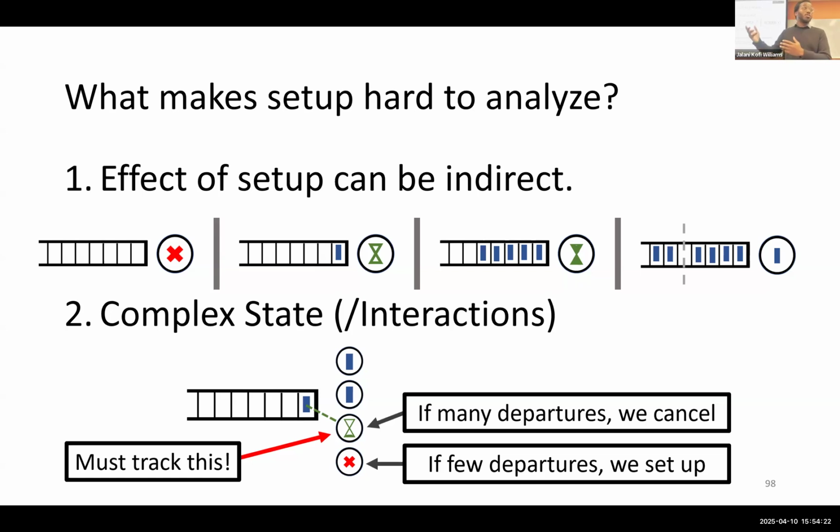Okay, so if there are many departures from the part of our system that's working, then we might end up canceling the server that's in setup. But if there are very few departures, right, fewer departures than we need in order to stabilize the jobs, in order to deal with the continuous flow of jobs into the system, then we might end up setting up the server that we have off right now, right? And so there's some kind of complicated interplay between the state variables in the system. Okay. So that's at a high level, just two things that make setup hard to analyze.